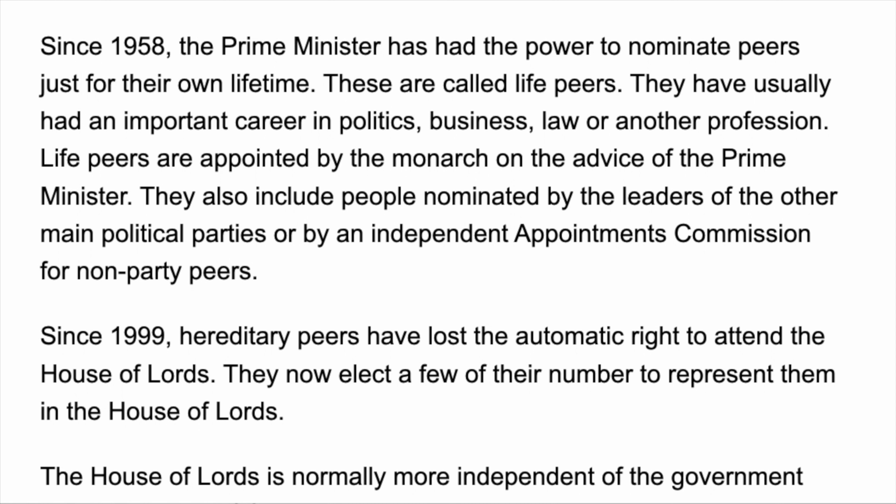They have usually had an important career in politics, business, law, and other positions. Life peers are appointed by the monarch on the advice of the prime minister. They also include people nominated by the leaders of the other main political parties or by an independent appointments commission for non-party peers. Since 1999, hereditary peers have lost the automatic right to attend the House of Lords. They now elect a few of their number to represent them in the House of Lords.